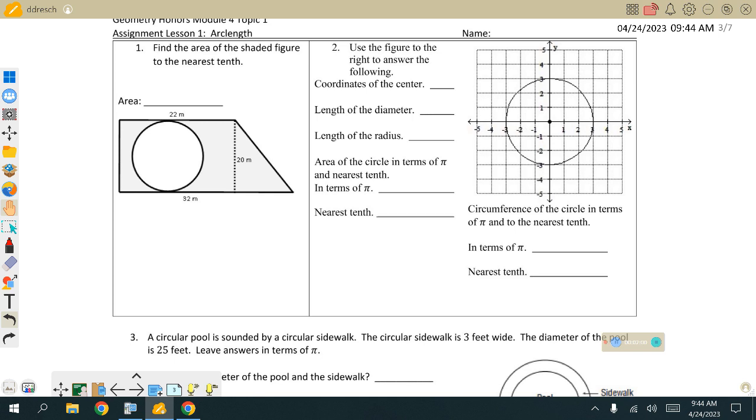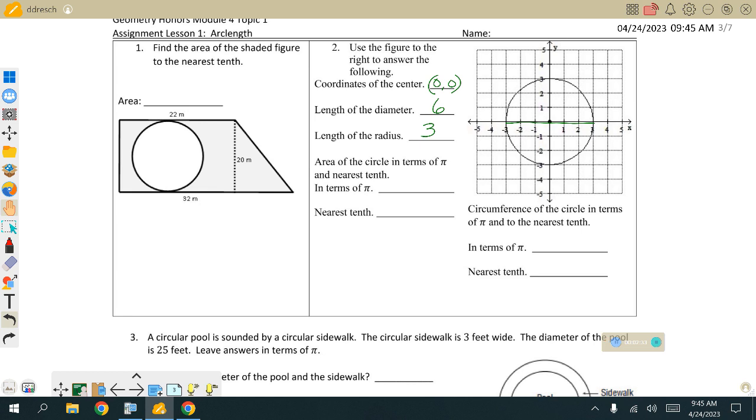Let's look at the next one. Find me the coordinates of the center. Well, the center is right there at the origin, which leads me to then the length of the diameter. The diameter through the center, we can just quickly see from -3 to 3, that's length of 6. All right, and then if the diameter is 6, the radius is 3. And now we got the area. As soon as we know what the radius is, boom, we've got the area.